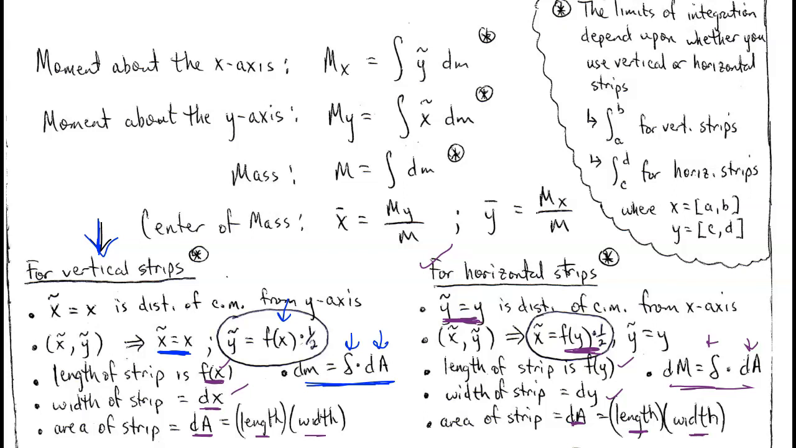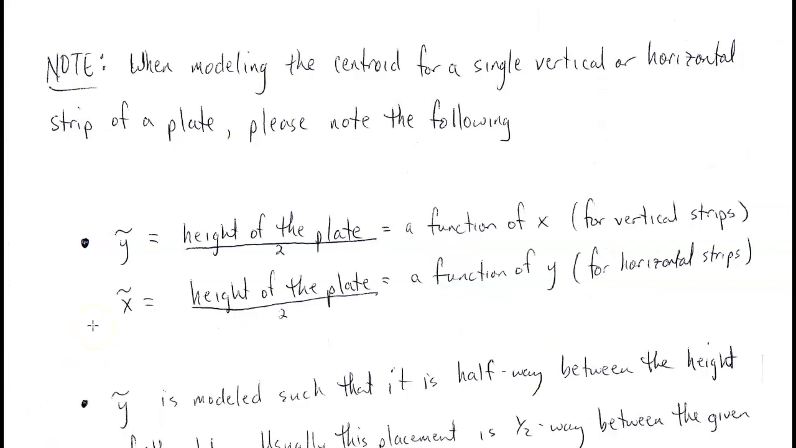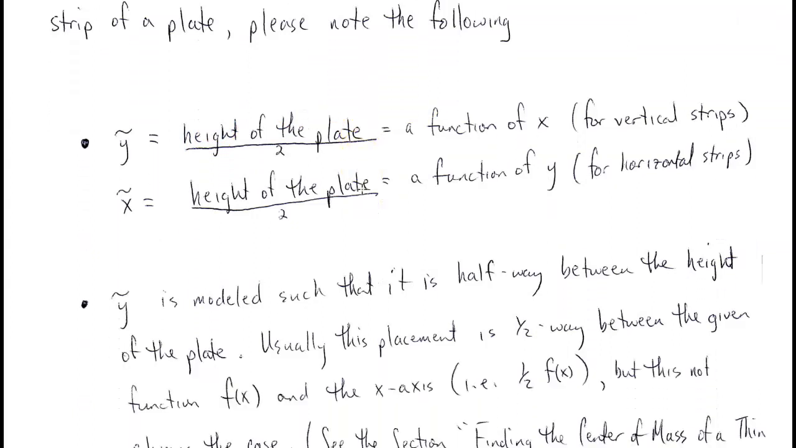Now, I have another page I want to show you just to make sure that this is really, really clear before we start doing examples, because once we start doing examples, we're going to do a lot of them, so that you can get a good range of how we use this stuff. So on the next page here, note when modeling the centroid or center of mass for a single vertical or horizontal strip or plate, please note that in general your y tilde is going to be the height of the plate divided by 2, which is going to be some function of x, okay? And x tilde is going to be the height of the plate divided by 2. It's going to be a function of y, and that's for horizontal strips.